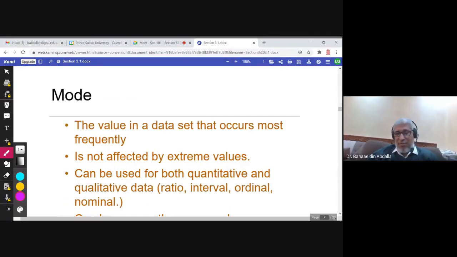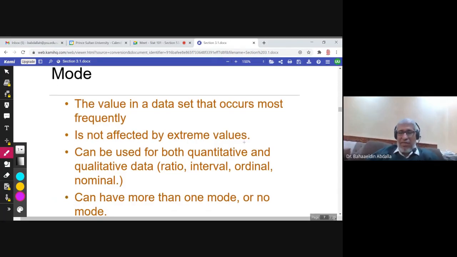The last measure today is mode. Okay, the mode. The mode is very easy. It's the most frequent value. The value that occurs most frequently, repeated more than all the others. It is not affected by extreme values, the mode, because you only count the number that's repeated more than the others. So if there is 1 million in the data, the mode doesn't care.